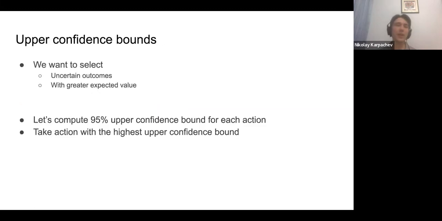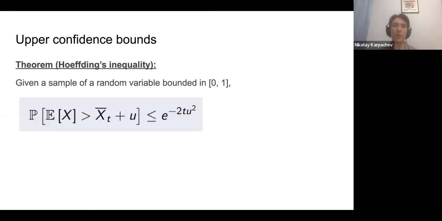So the idea is to take the action with the highest upper confidence bound. So how do we estimate those confidence bounds?